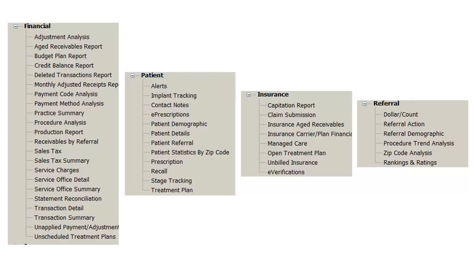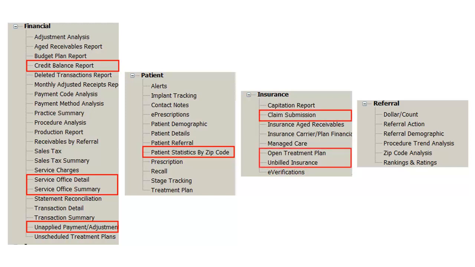In addition, you can export the following reports: credit balance, service office detail, service office summary, unapplied payments, patient statistics by zip code, claim submission, open treatment plan, unbilled insurance, and referral zip code analysis.